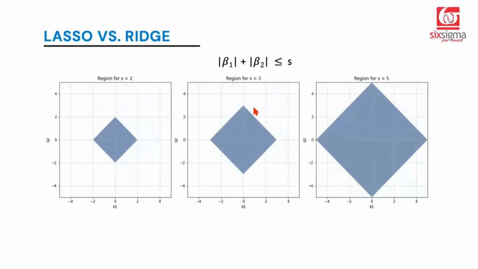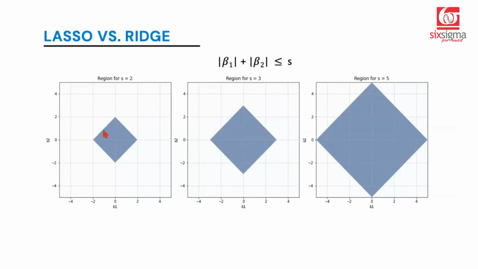As the value of s is increasing, the size of this diamond is increasing. If you followed geometry, you would understand that if you remove the signs of these coefficients, they could be negative as well as positive. That's why you have four possible combinations: negative beta 1 and positive beta 2, positive beta 1 and negative beta 2, both positives and both negatives.